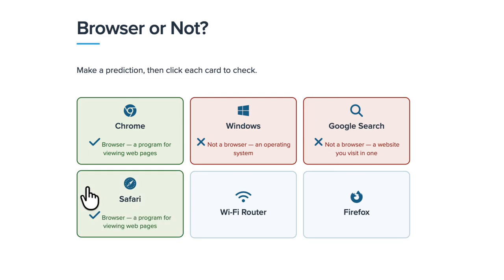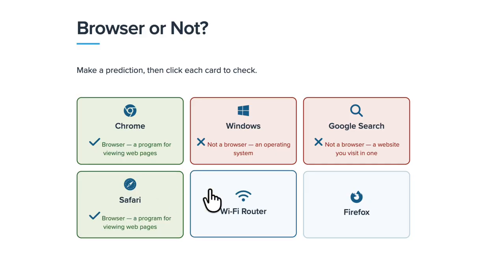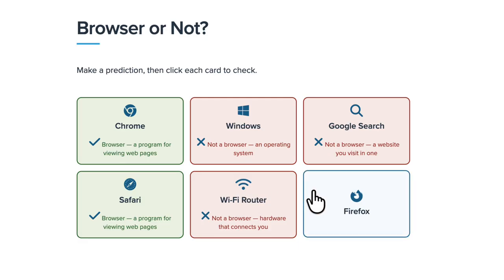Let's check on Safari. Yep, this one's a browser. That's 2 so far. How about Wi-Fi router? Not this one. A Wi-Fi router is a piece of hardware. It connects you to the internet, but it doesn't display anything. And lastly, Firefox. Browser. All right, the final score. Chrome, Safari, and Firefox are the browsers. These are programs that display web pages.